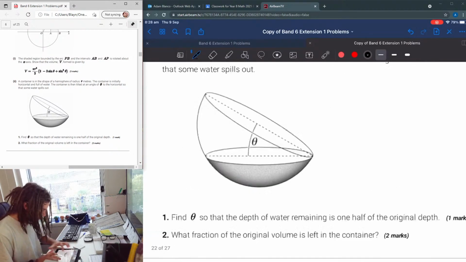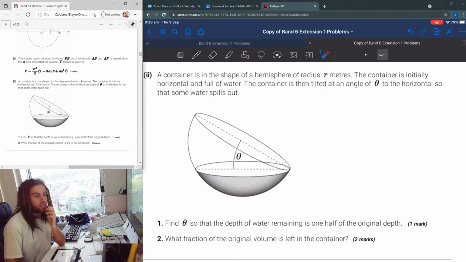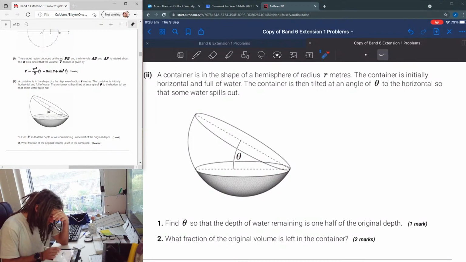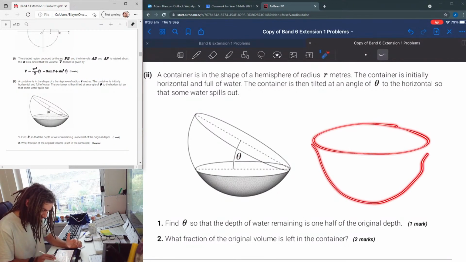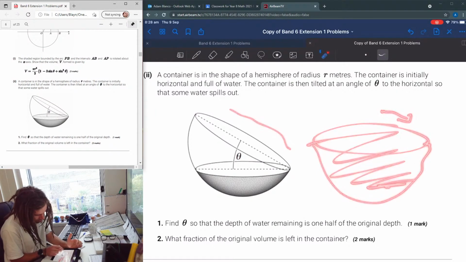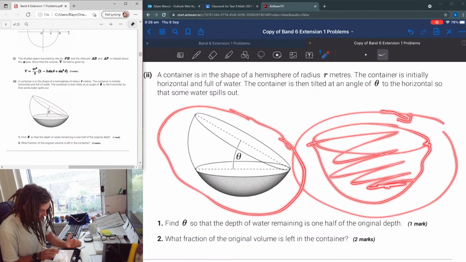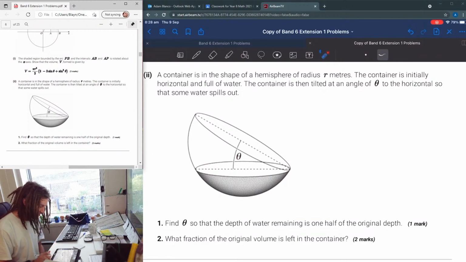Let me zoom in on it. So a container is in the shape of a hemisphere. The container is initially horizontal and full of water. Then it's tilted at an angle, so some water spills out. So it's basically saying the original is a hemisphere like this, but it's full of water. And then they've rotated it this way, so now it's angled like this. You imagine this picture is just this picture sideways, and then water has come out of it, if that makes sense. It's such a strange concept, I guess.